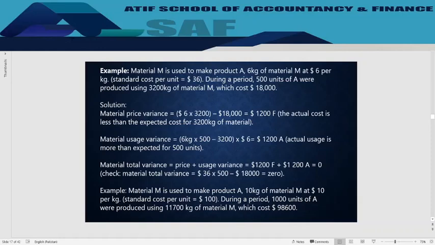If you have been asked to calculate the material total variance, you have to sum up these two variances, price variance and usage variance. Here price variance is $1200 favorable, positive, and usage variance is $1200 adverse, negative. So both variances negate each other and the total variance would be 0. Another example is given for your practice.